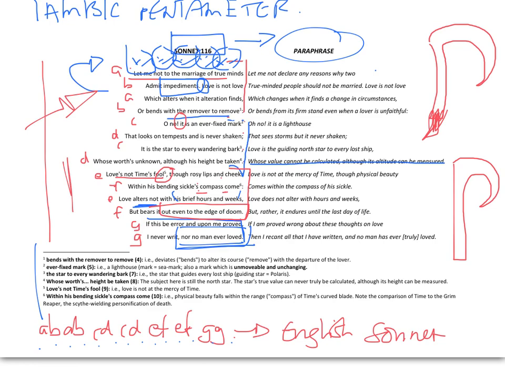First quatrain tells us what it is not. Second quatrain tells us what it is. Third quatrain tells us again what it definitely is not. And the final couplet is an arrogant little salute to himself, almost, to tell us that he knows what love is, and if he's proved wrong, then everything in the world almost is wrong. He's never written and no man's ever loved.